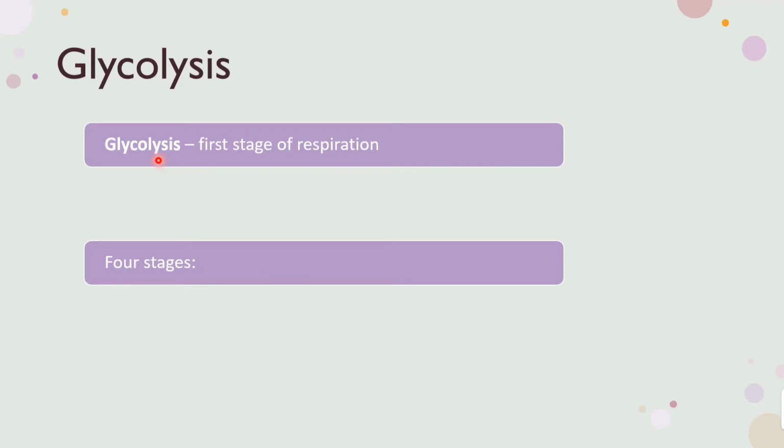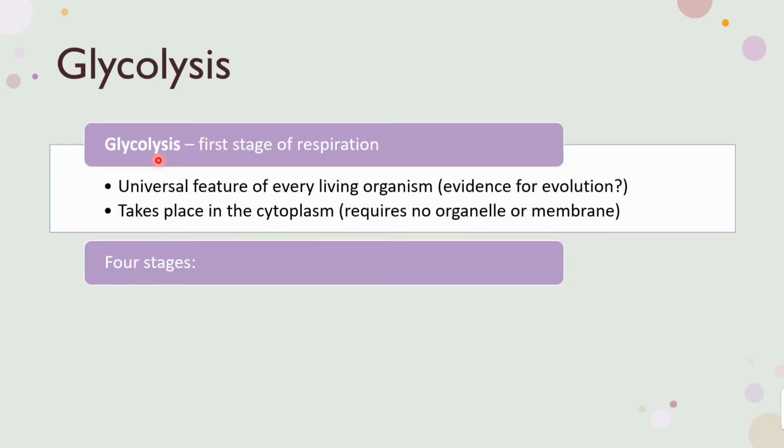But glycolysis is the first stage. So glycolysis is a universal feature of every living organism. So every living organism will carry out glycolysis. And this can be evidence for evolution. So if every single living organism has this stage, it means that we could have evolved from all of these organisms at one point. So if we all share it, it means we must have evolved from each other.